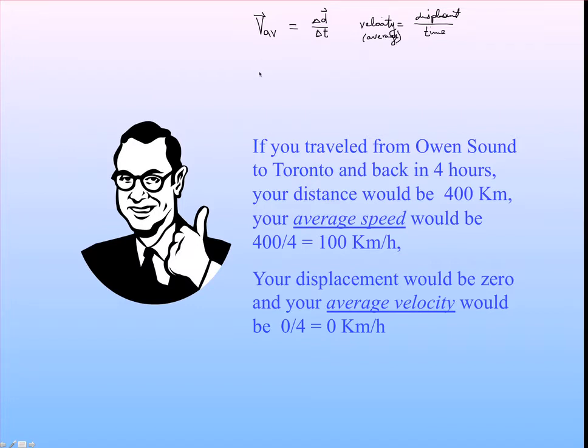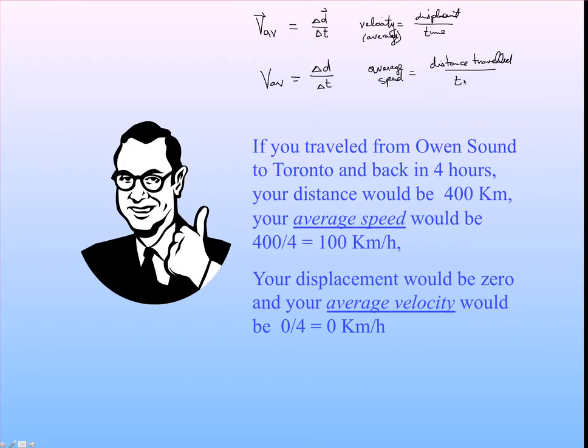For speed, average speed will equal the distance you traveled divided by time. And so we can say, put that into words, average speed equals the distance you travel divided by the time it took you to travel that distance.